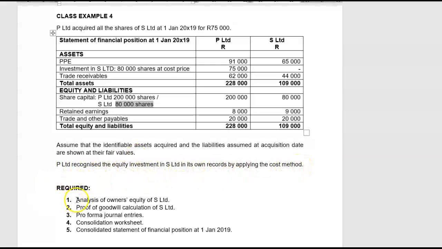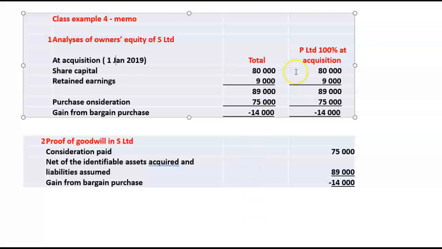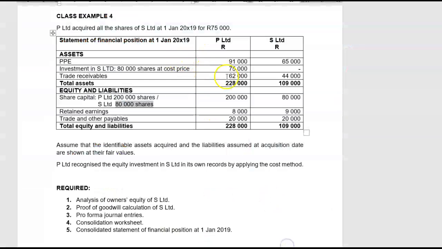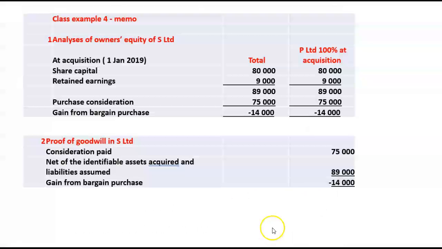Now required. First thing, like all the others, analysis of the owner's equity of S Limited. 80,000, 9,000. P Limited acquired 100%. 80,000, 9,000 retained earnings. How much did he pay as consideration? How much should P Limited pay for that 80,000 shares? Well, we saw here that the investment in S Limited is 75,000 Rand. So that was the amount that he paid, 75,000 Rand.